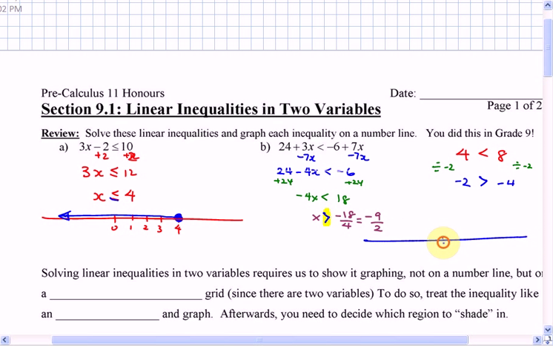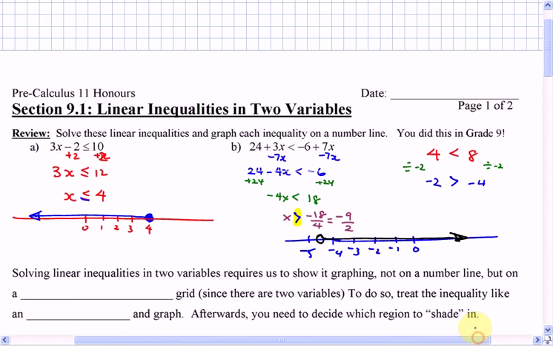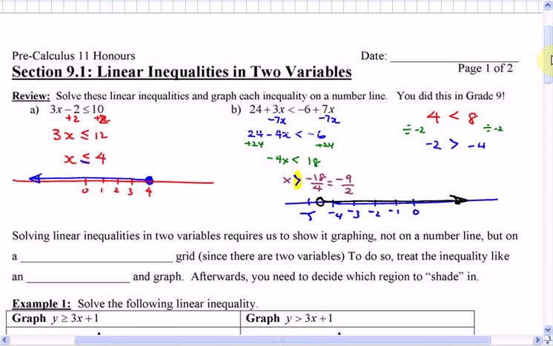And then once again, on the number line here, I will go to negative 4.5, right about here. Open dot this time because there's no equal sign, and let's shade to the right. Now solving linear inequalities in two variables requires us to show it by graphing, okay? Not by using a number line, because of course there are two variables, okay? So what do we use? We use a coordinate grid.